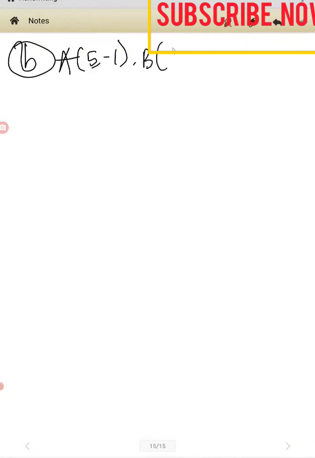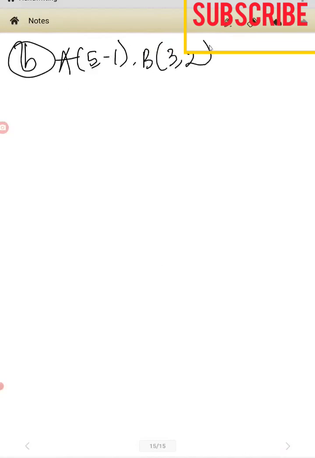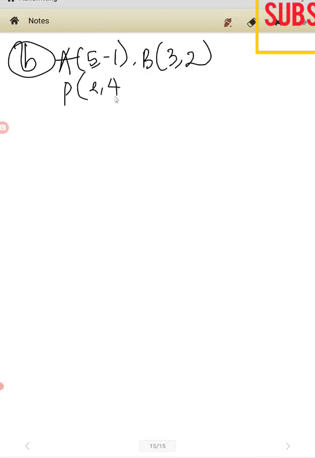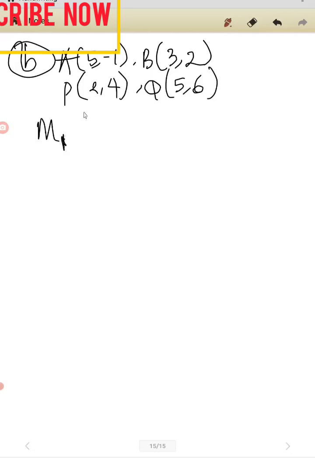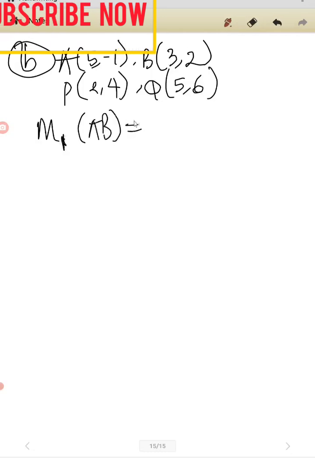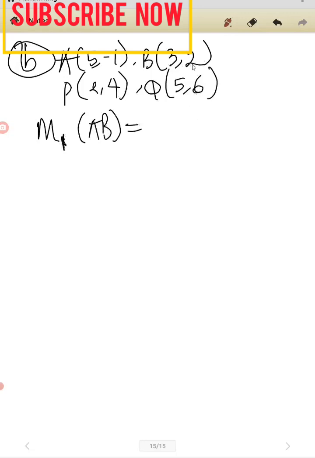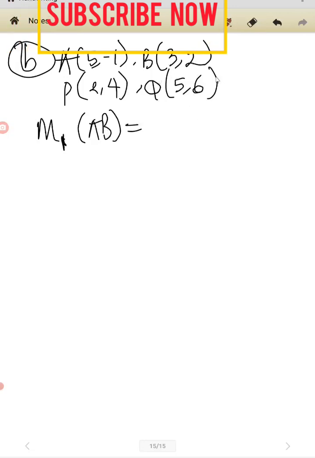Point B to be 3, 2. So we have P to be 2, 4, and point Q to be 5, 6. So now our M1, which is just denoted M1, that is AB. For you to get it better, it will be Y2. You don't need to waste much of our time.